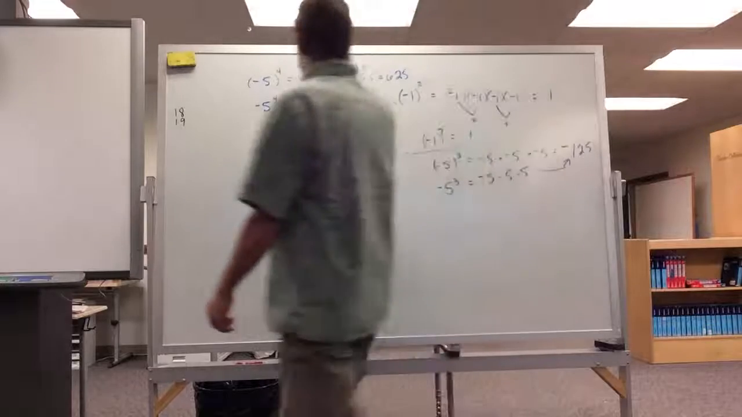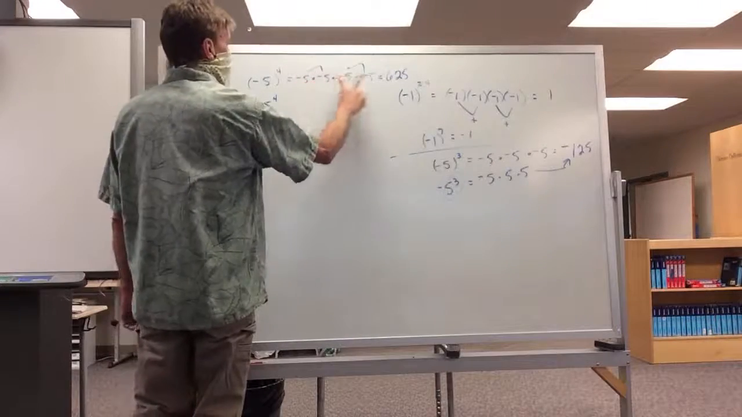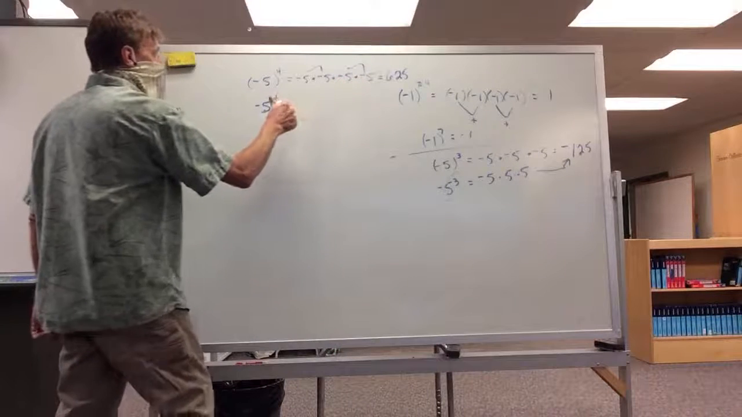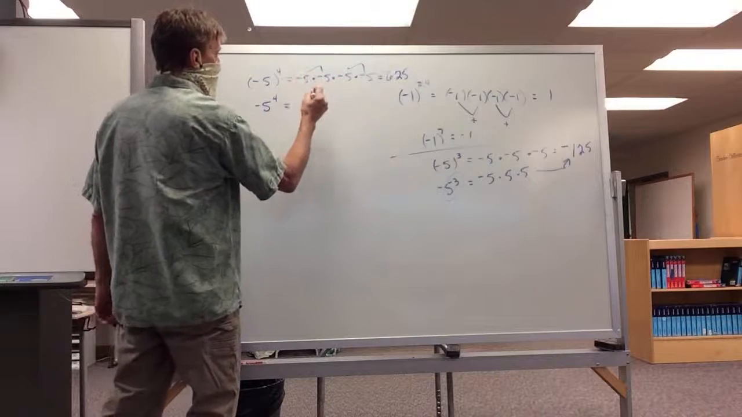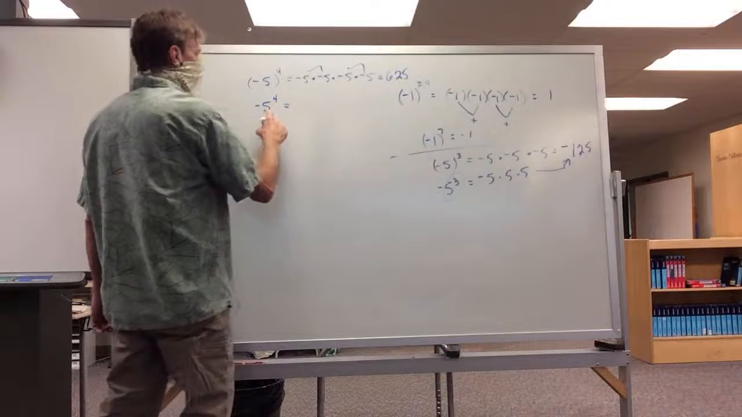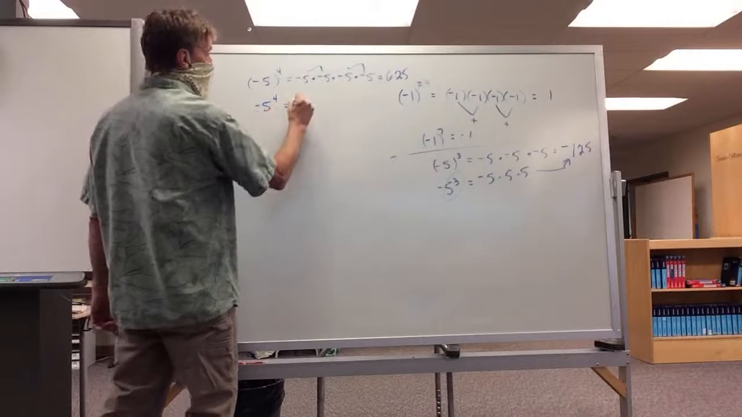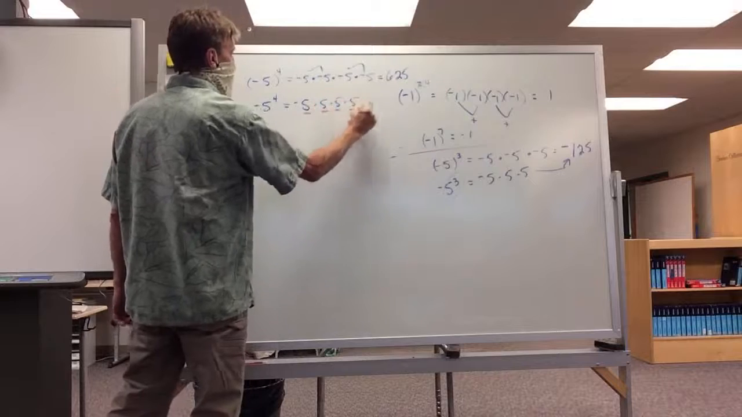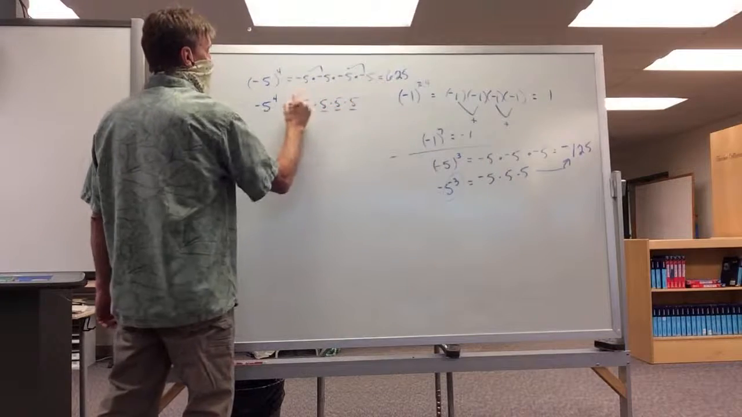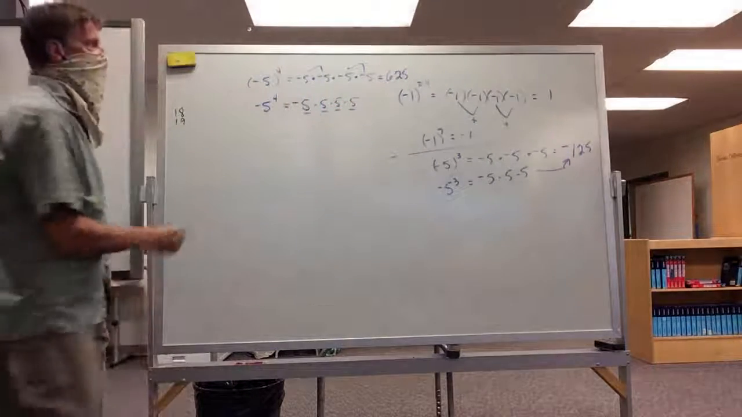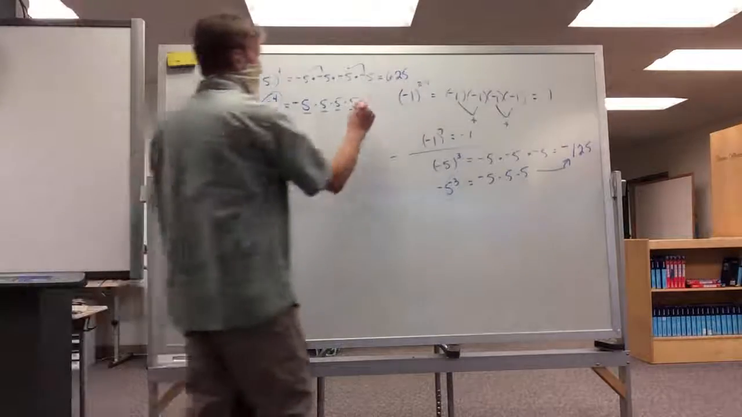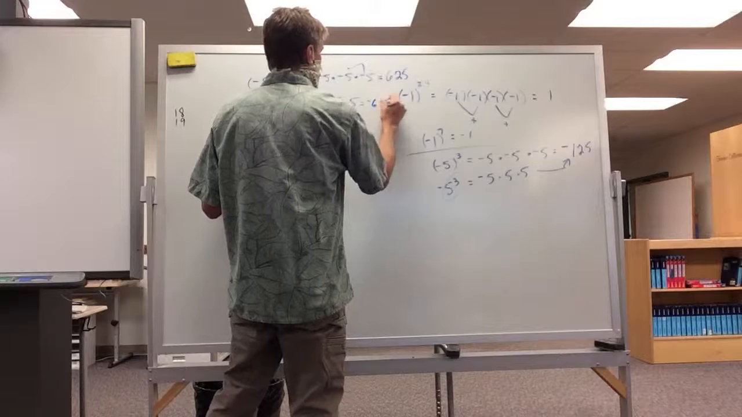So it's positive because there are pairs of negatives. That makes it positive, that makes it positive. Whereas negative 5 to the fourth is 5 times 5, 4 times, 1, 2, 3, 4, which is 625, but then the negative gets applied after the exponent. So this ends up being a negative 625.